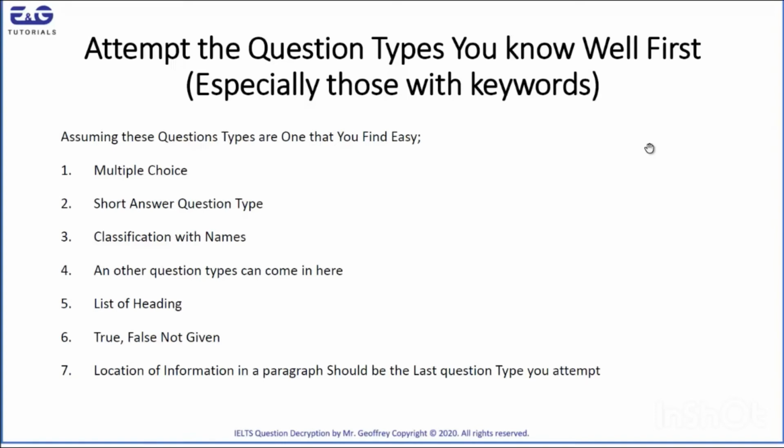So this one has to do with what? Focusing on your area of strength, especially those with keywords. And those that can have keywords are what? Multiple choice, short answer, classification. Some true, false, not given also have keywords, even locating points in a paragraph. So that's what this method is about.